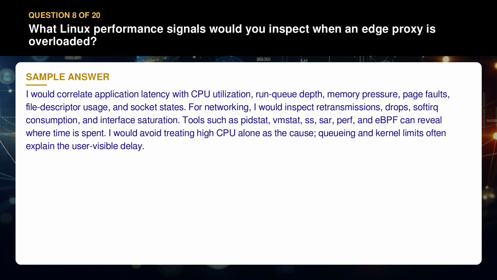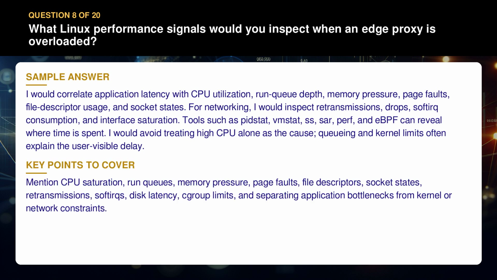I would avoid treating high CPU alone as the cause. Queuing and kernel limits often explain the user visible delay. Mention CPU saturation, run queues, memory pressure, page faults, file descriptors, socket states, retransmissions, softirqs, disk latency, cgroup limits, and separating application bottlenecks from kernel or network constraints.